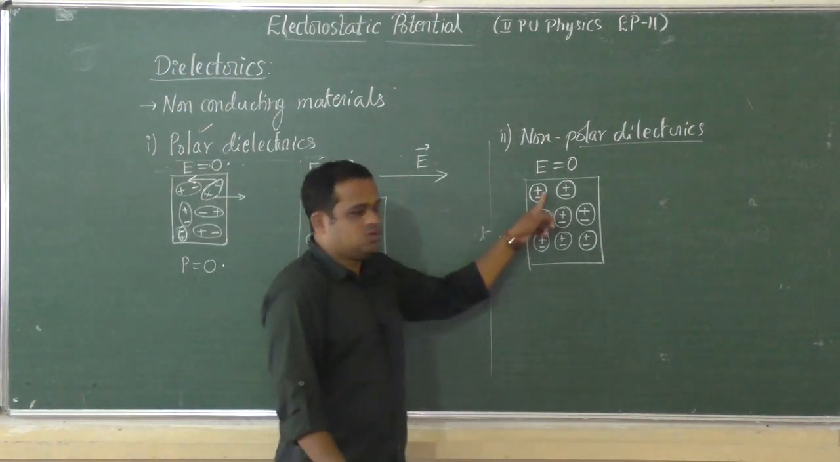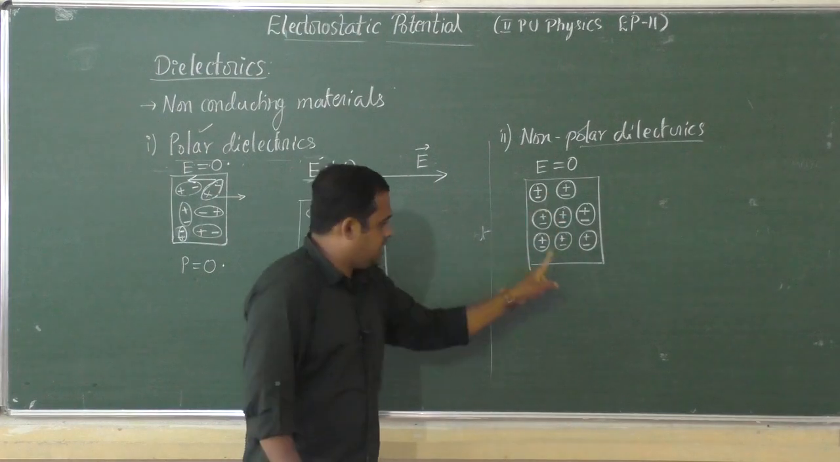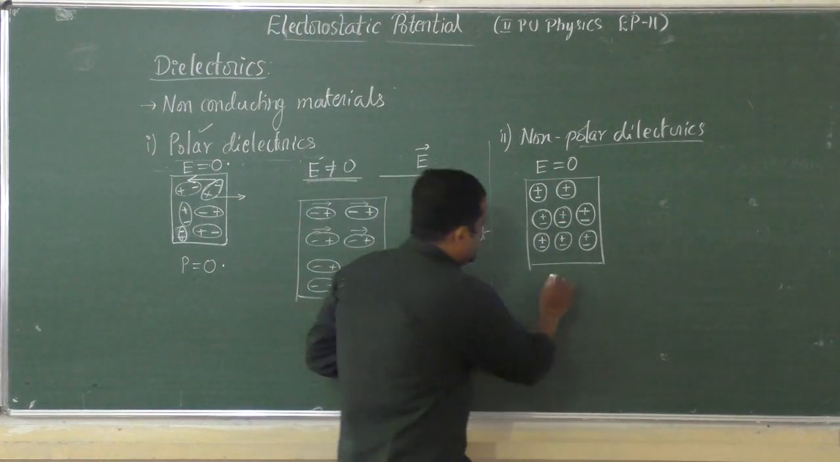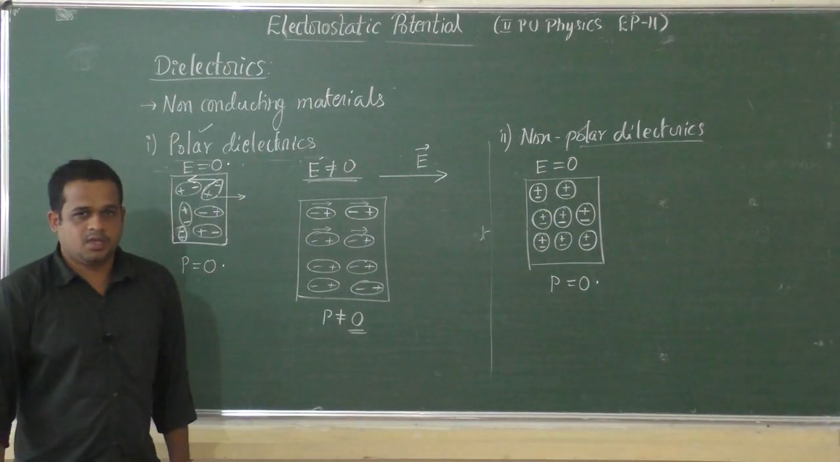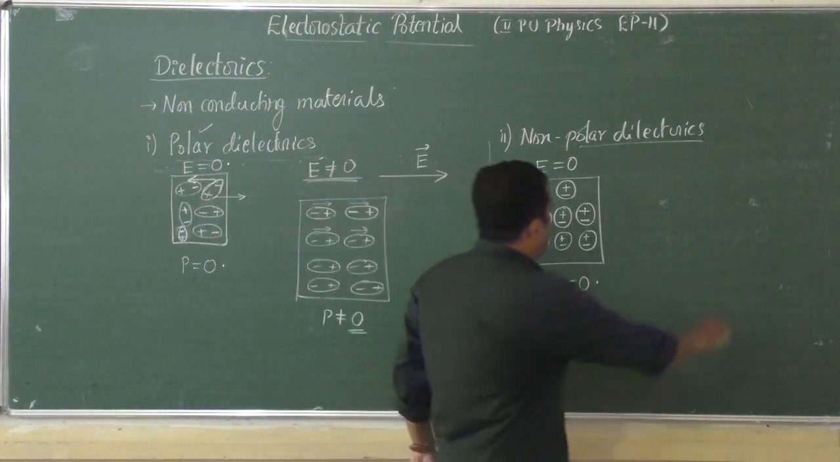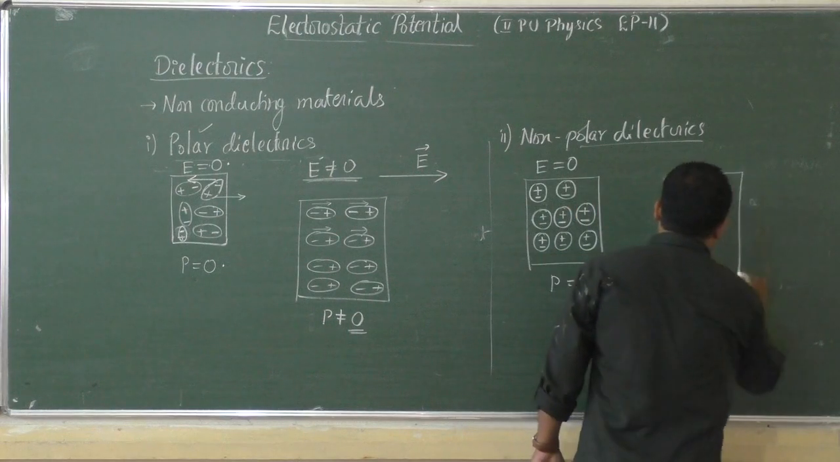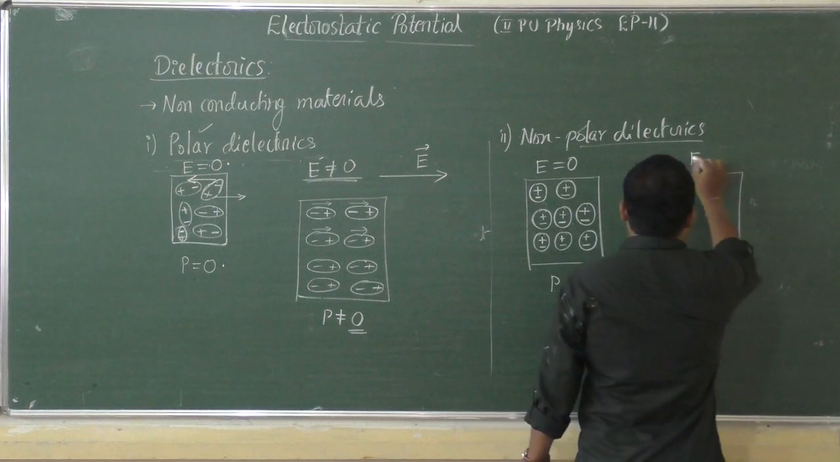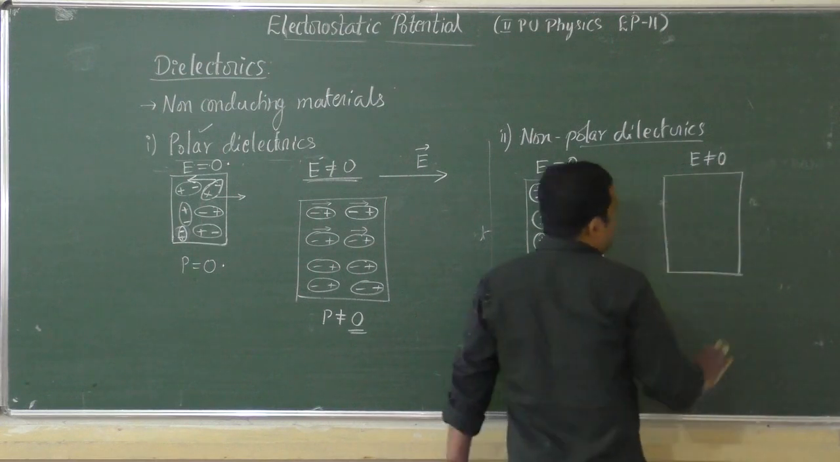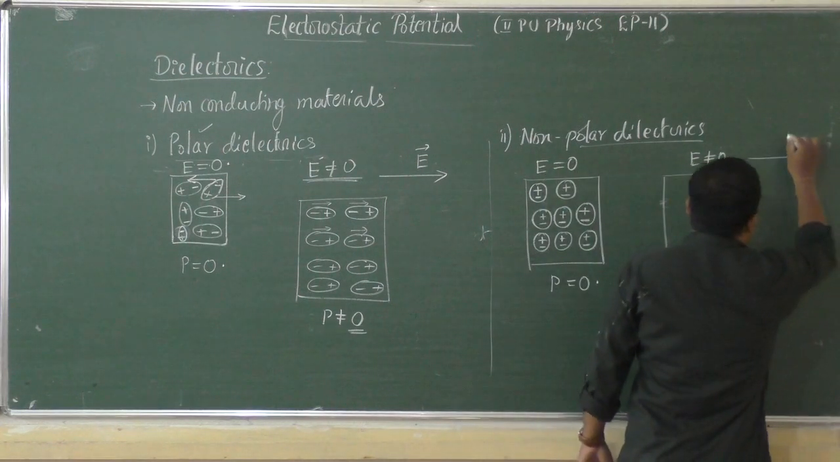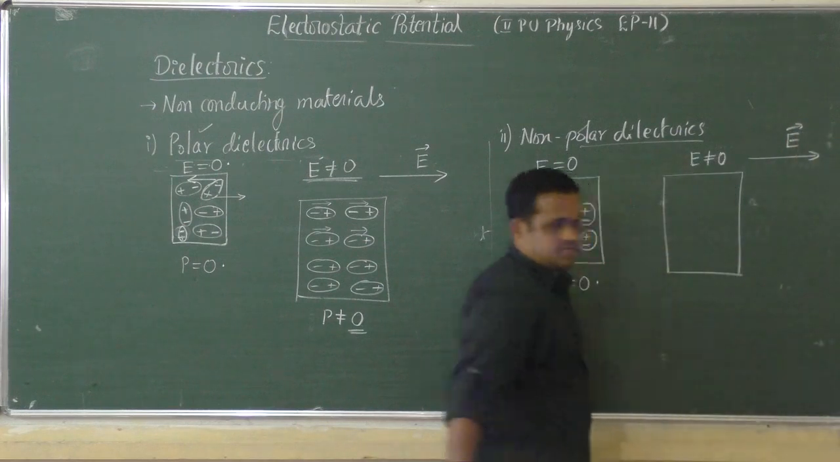In case of molecule, dipole moment is zero. In case of substance, dipole moment is zero. So in case of substance, dipole moment is equal to zero. Now when the same material is placed in the presence of an external electric field, E not equal to zero, which means there exists an electric field. Let the direction of electric field be along the positive x-axis.